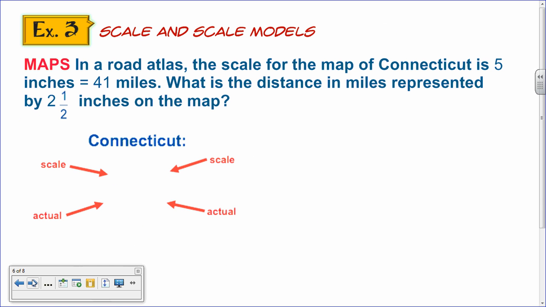Maps. In a road atlas, the scale for a map of Connecticut is 5 inches equals 41 miles. What is the distance in miles represented by 2.5 inches on the map? What goes where? 5 over 41. Okay, 5 over 41 equals 2.5. Now, can I change this to a decimal? Yes. Probably doesn't matter here, does it? Over X.